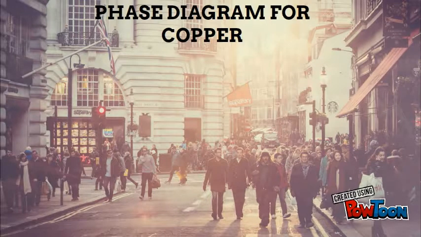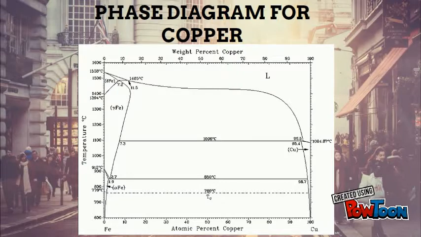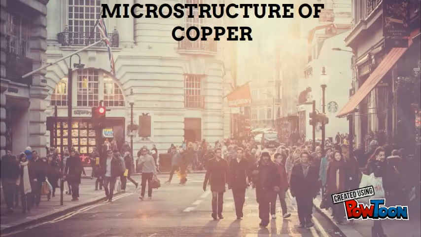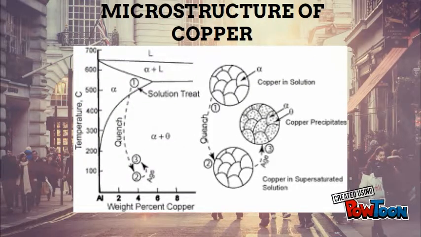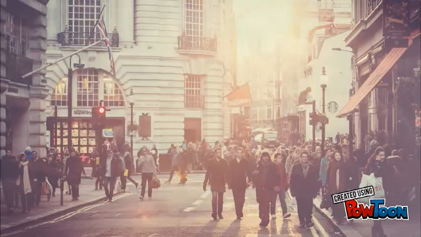Elongation. This slide shows the phase diagram for copper, and the microstructure of the copper. At T1, copper is in solution, referred to as alpha. At T2, the solidification starts and the percentage increases. At T3, the solidification ends with the supersaturated solution of copper and the grain boundary.